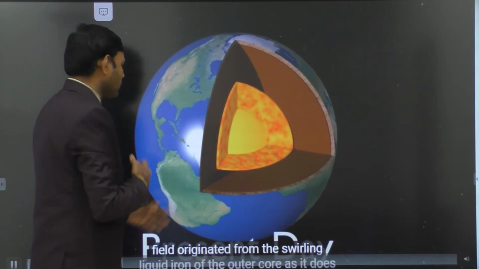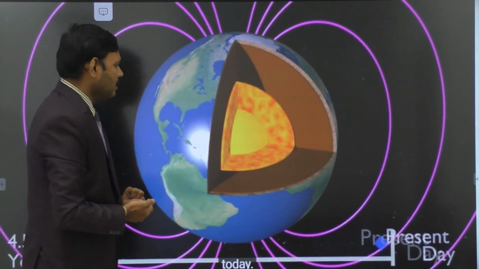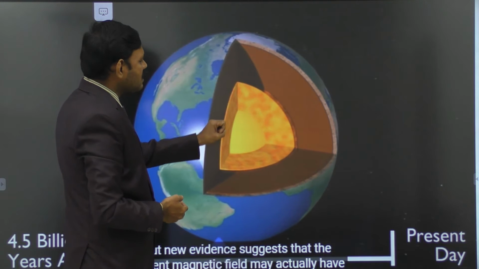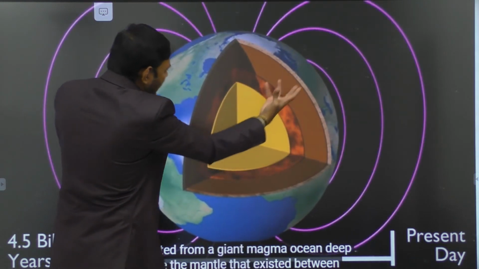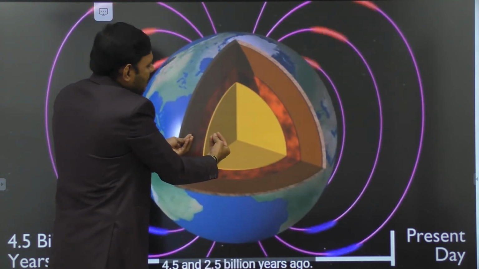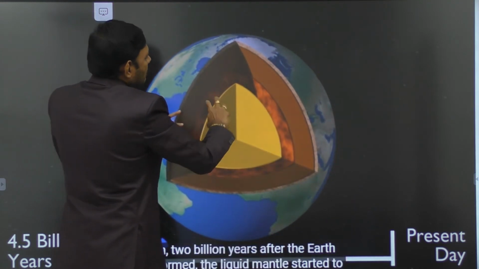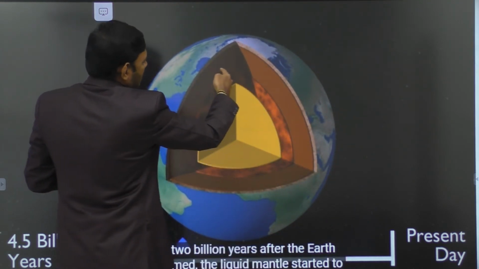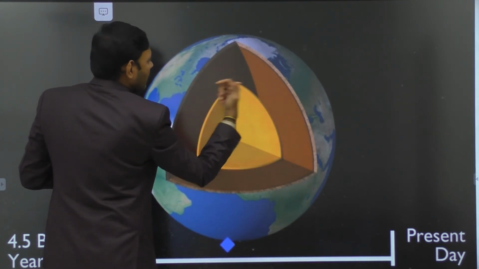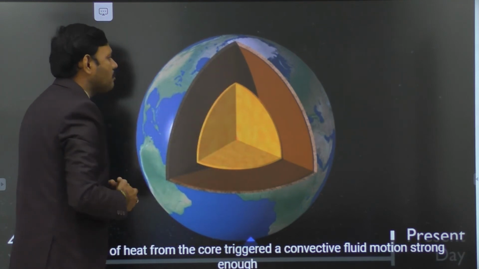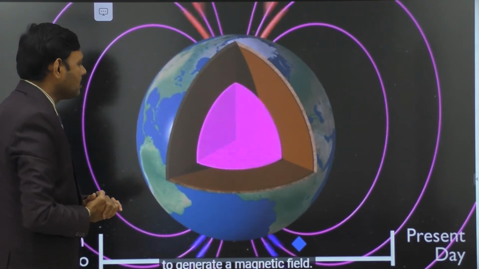So in the course of time, the core gets solidified. 1 billion years back, this is the solidified core, and it produces heat. The heat coming from the central point, that is the core, keeps the nickel and iron in a molten state in the outer core, and as it is rotating, it continuously establishes a magnetic field for the Earth. So this is the explanation of Earth magnetism.